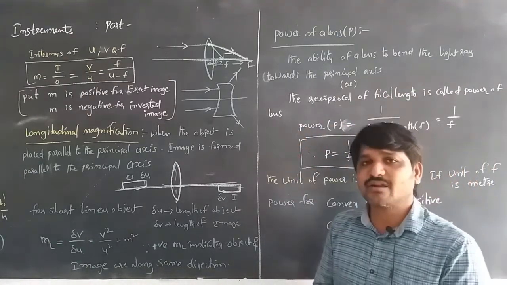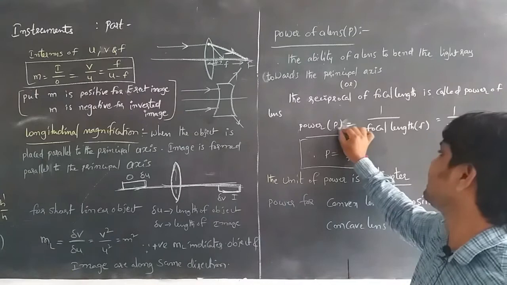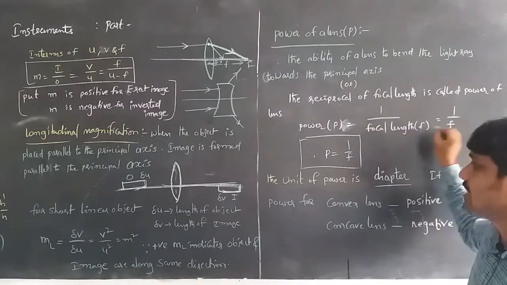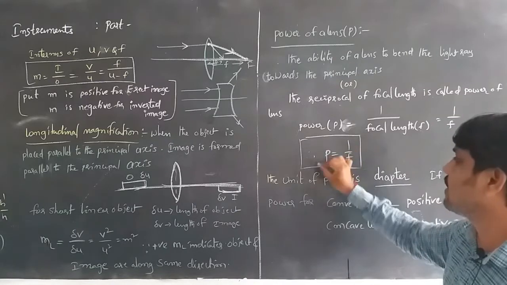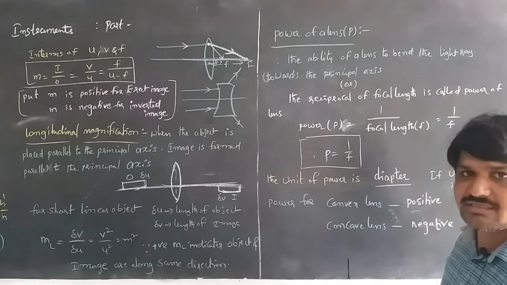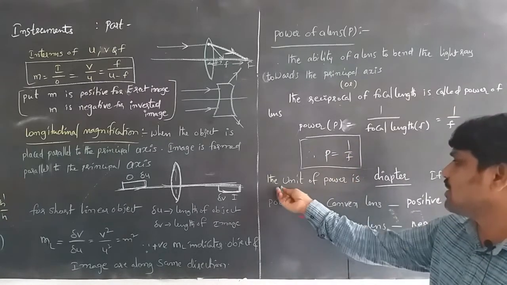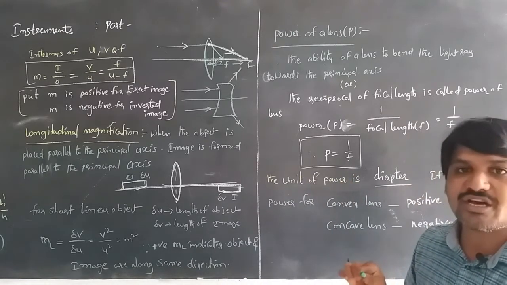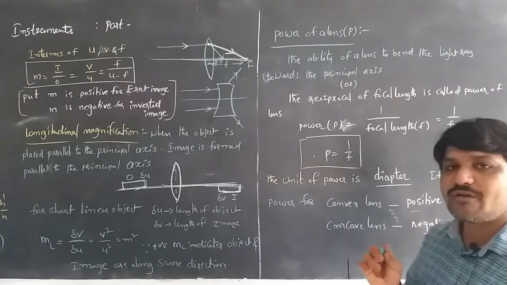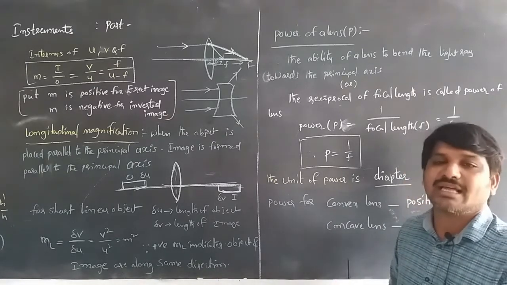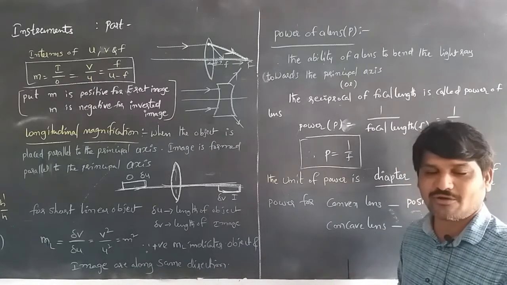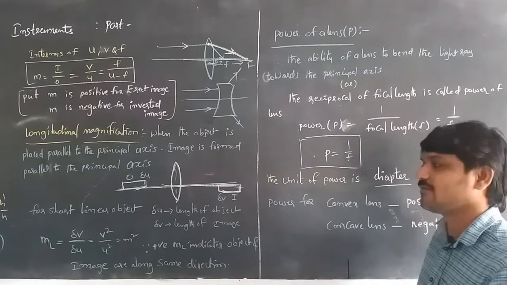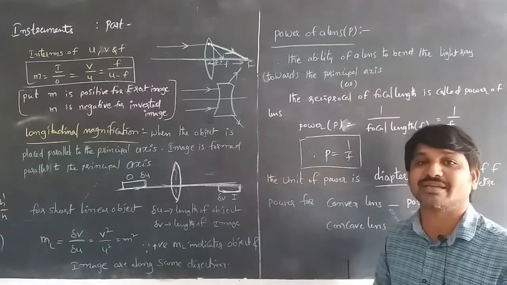The power of a lens, P, is equal to 1 by focal length, that is, P is equal to 1 by F. This is the formula for the power of a lens. The unit of power is the diopter. In case of lenses, the diopter is the measure of lens power, where the focal length is in meters.